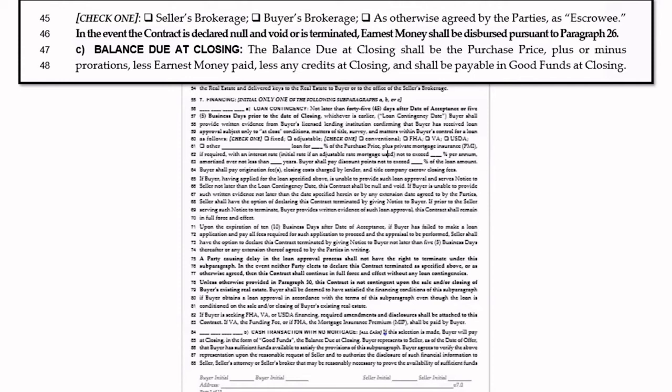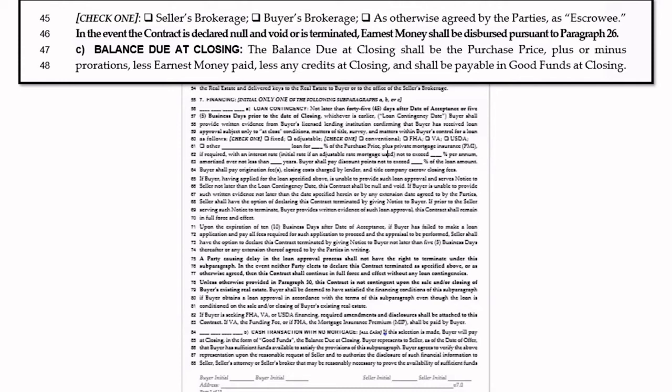So in the event the contract is declared null and void, or it's terminated for any reason, the earnest money is going to be dispersed pursuant to paragraph 26. And we'll get to paragraph 26, but that is the paragraph that says what happens to the earnest money if the contract is declared null and void. We needed to reference that here so that the buyers and sellers all understand.